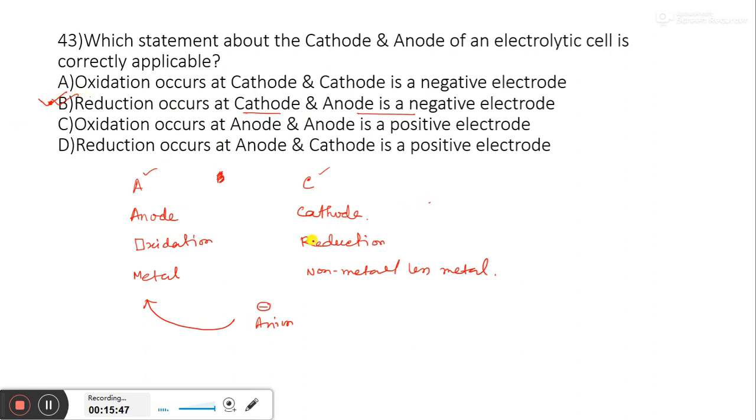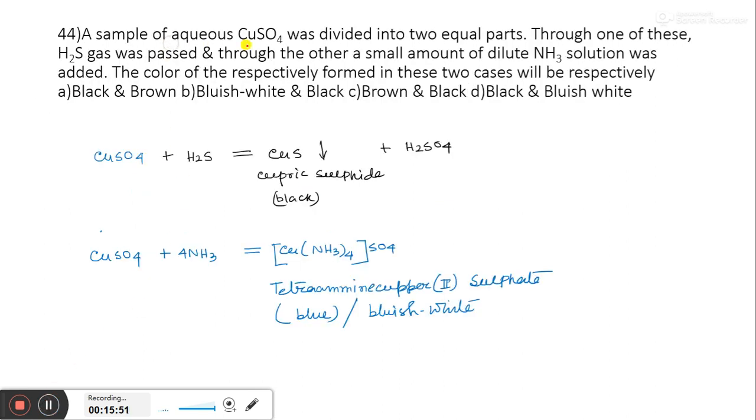Now the next question of the NTSE 2020 exam: a sample of copper sulfate was divided into two equal parts. Through one of these, H2S gas was passed, and to the other a small amount of dilute ammonia solution was added. The colors formed in the two cases will be, respectively: black and brown, bluish white and black, brown and bluish black, and black and bluish white.